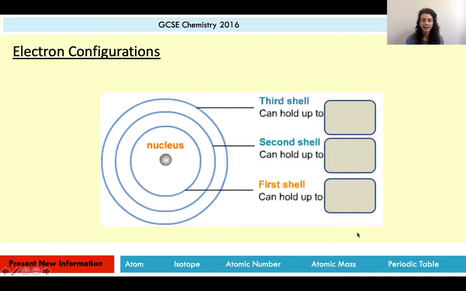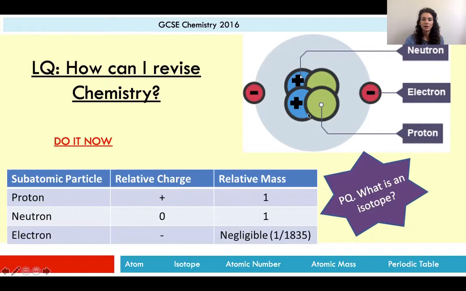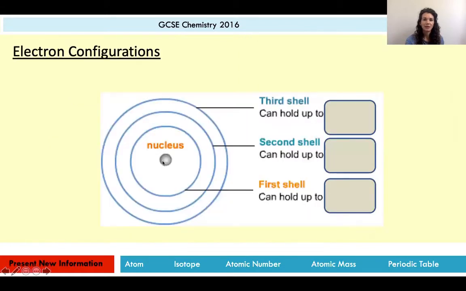Okay, so looking again at an atom, the nucleus is in the middle of the atom and that's what holds the protons and the neutrons, so they're kept here in the nucleus as you can see in that diagram. So all the mass is inside the nucleus in the middle of the atom, and the electrons spin around the outside in what we call shells.